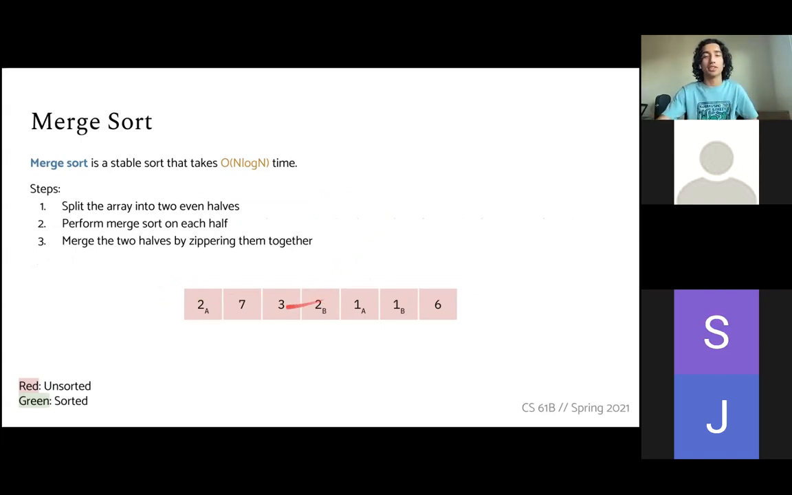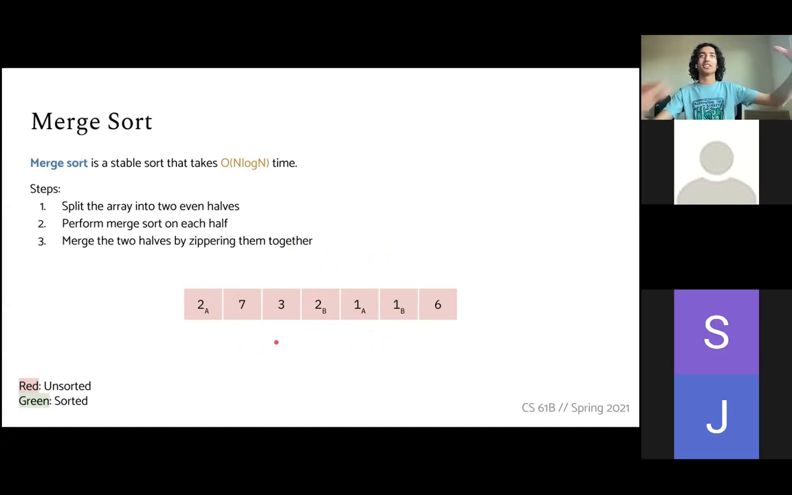If we don't have an even number of elements in our array, we're just going to arbitrarily split, like 4 and 3, or 3 and 4. That specific implementation is not as important. And you're going to recursively perform merge sort on each half of our array. Then finally, you're going to merge the two halves by zippering them together.